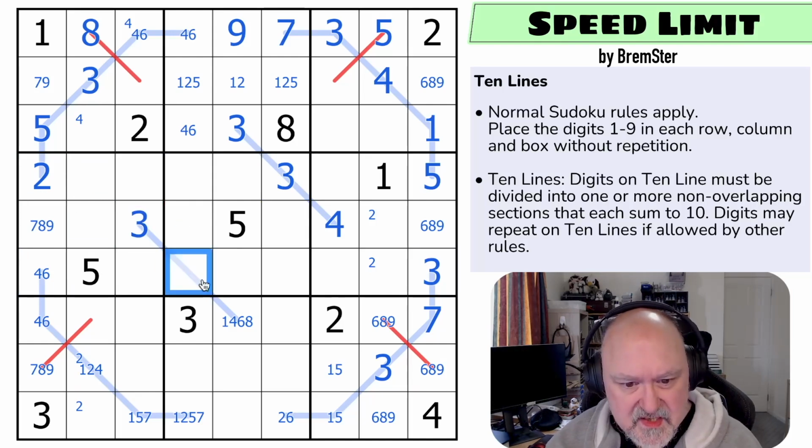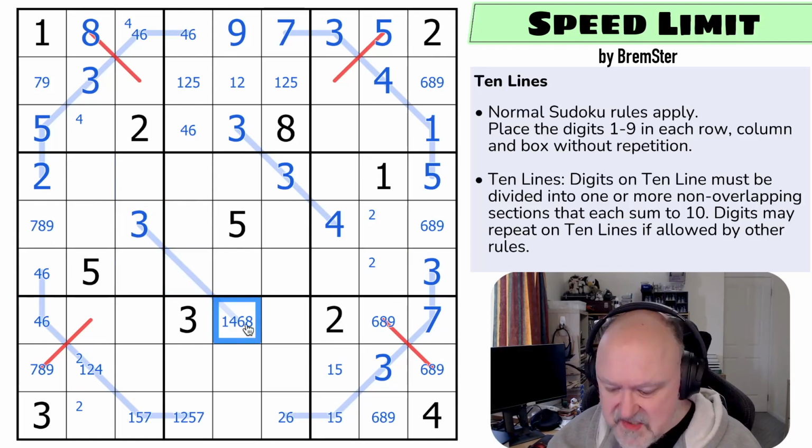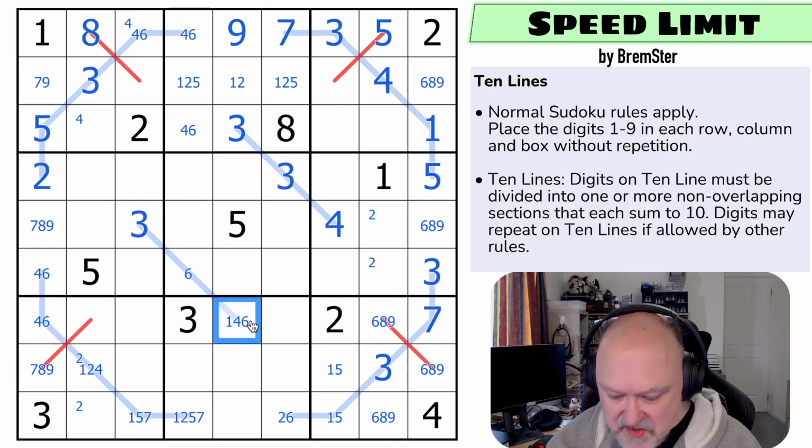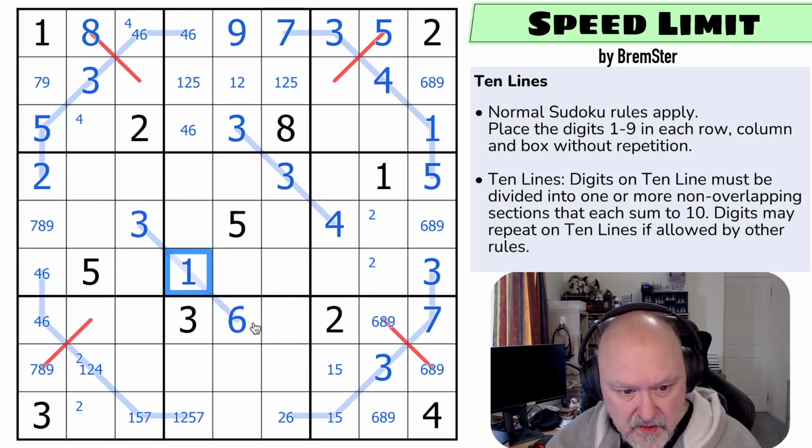This is a 3, so these have to sum to 7. So this can't be an 8 anymore. It's either 1, 6, which it can't be. So this isn't a 1 because this can't be a 6. It's either 4, 3, which it can't be. This is a 6, so this is a 1. And the 6 makes that the 4 and that the 6.